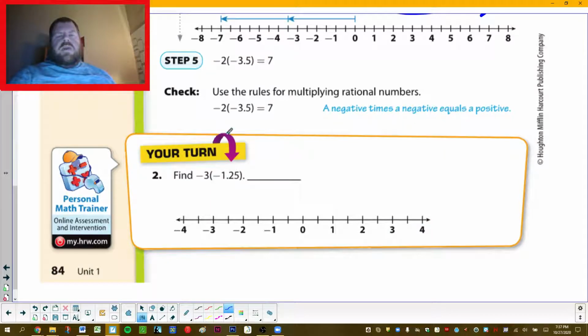Okay, well, what I would do when I'm looking at this is I would just know that negative times a negative is going to give me a positive. And so this is really the same as 3 times 1.25. So I'm just going to do this one. So I'm going to start at 0, and I need to move 1.25 3 times. So 1.25 is right in the middle of 1 and 1.5. If I do that again, I'm going to get to 2.5.